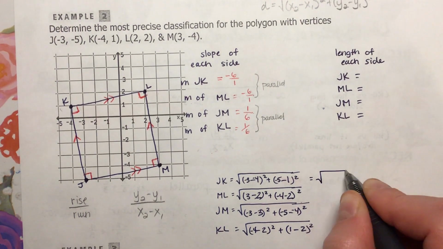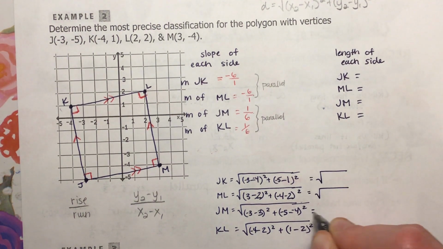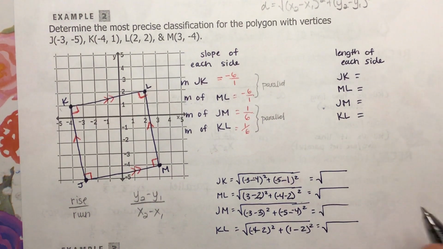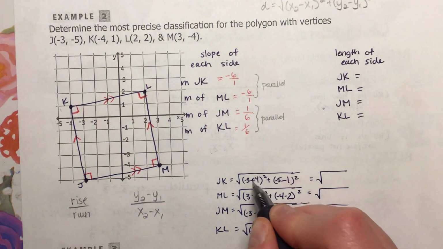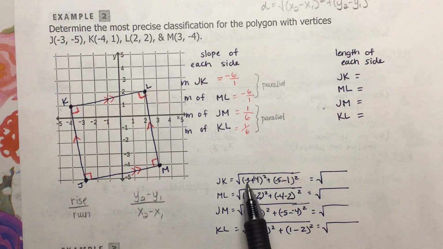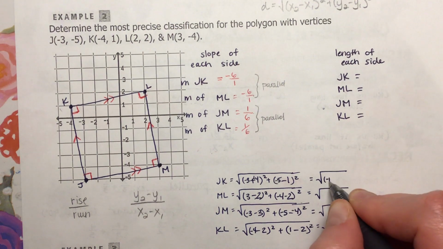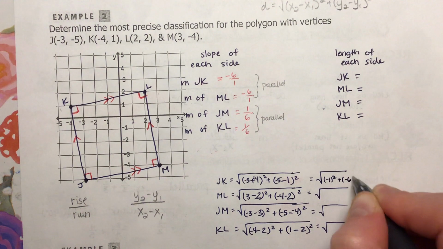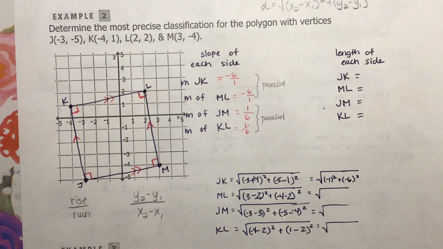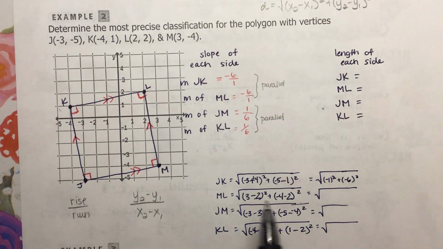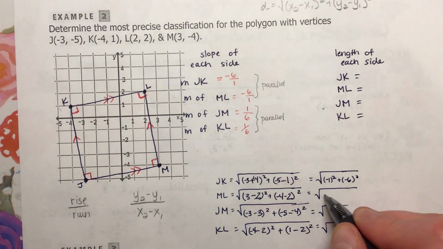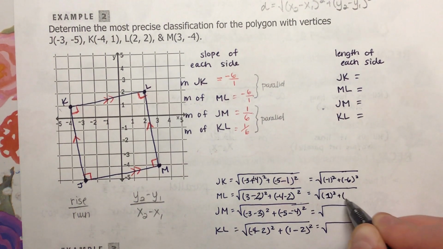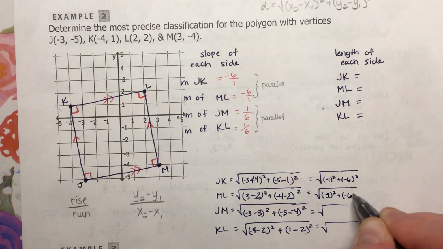So this is going to become plus a positive. So this is -3 plus 4, which is -1 squared, plus -6 squared. Okay. This next one is going to be 3 minus 2, which is +1, squared, plus -4 minus 2, which is -6 squared.